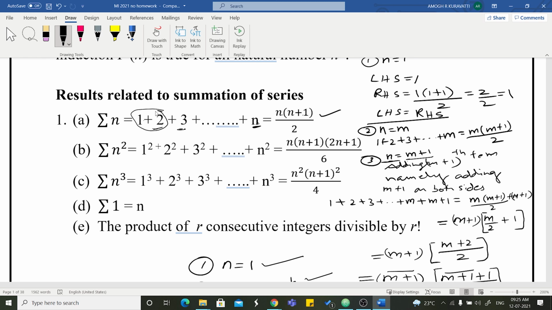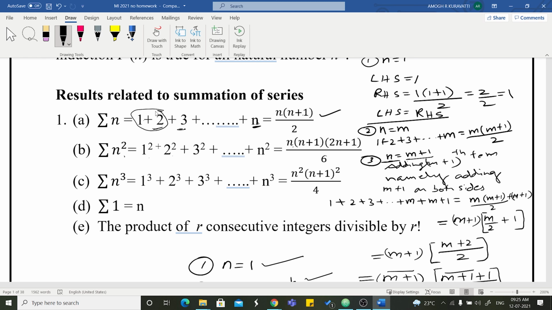Similarly, they prove by mathematical induction that 1 square plus 2 square plus 3 square and so on plus n square, that is nothing but short and sweet form sigma n square. Sigma n square, its formula is, remember, n into n plus 1 into 2n plus 1 divided by 6. That is most important. Already learned in first PU. That question was asked in annual examination, isn't it?